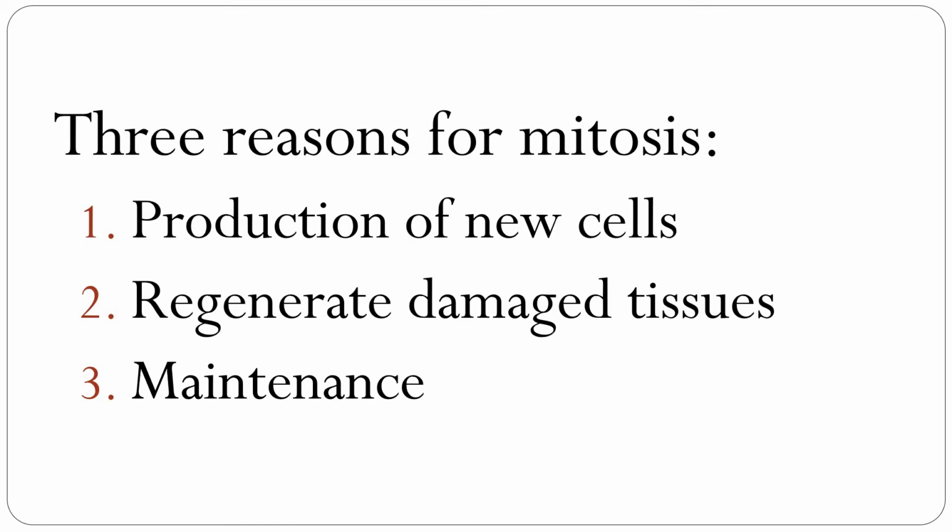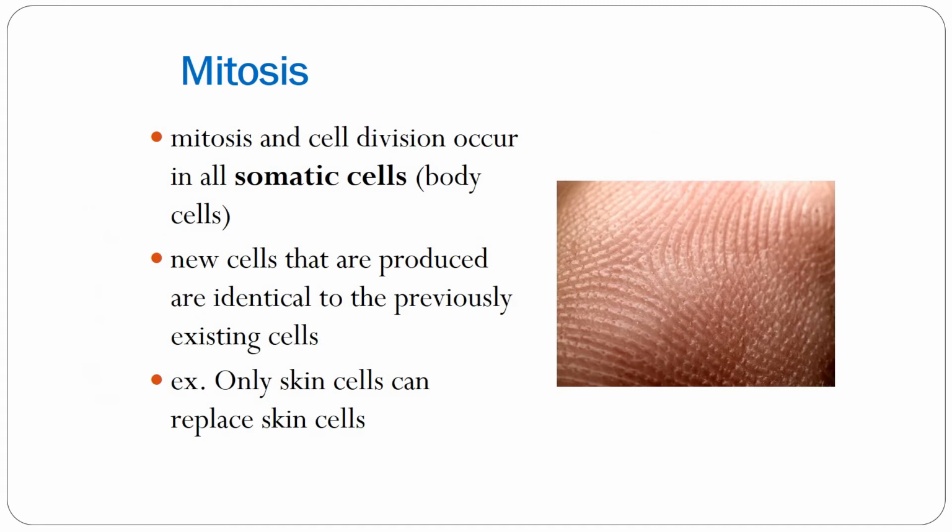Now lastly, maintenance. So some cells need to be replaced because they can't function properly, or they have ended their life, right? So they have a timeline of how long they're going to live. So when they die, new ones have to replace them. So for us, cells like skin cells and blood cells get replaced regularly, and those cells go through mitosis and cell division as well.